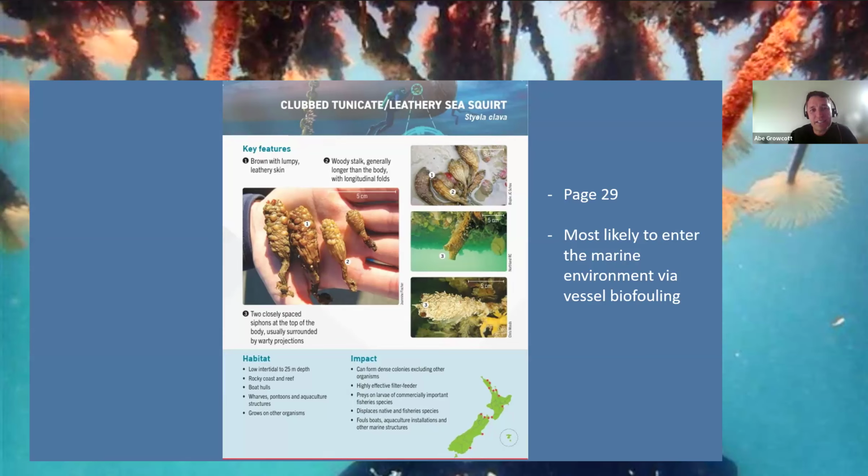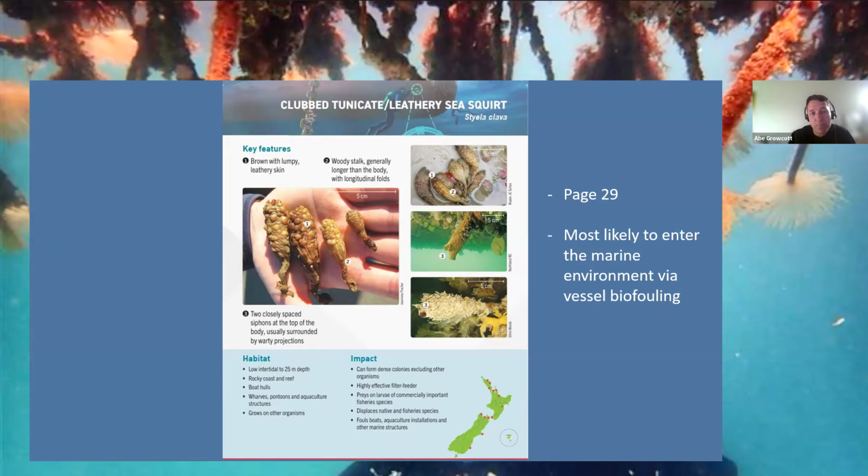The club tunicate, this is Styloclava. This species is quite widespread around New Zealand. As its name goes, it's got two little siphons at the end that look like clubs. It's got quite a warty skin, lumpy skin, leathery skin. The attachment to hard substrate and the stalk is normally longer than its body. So that probably helps it extend out into the water column so it can filter efficiently.